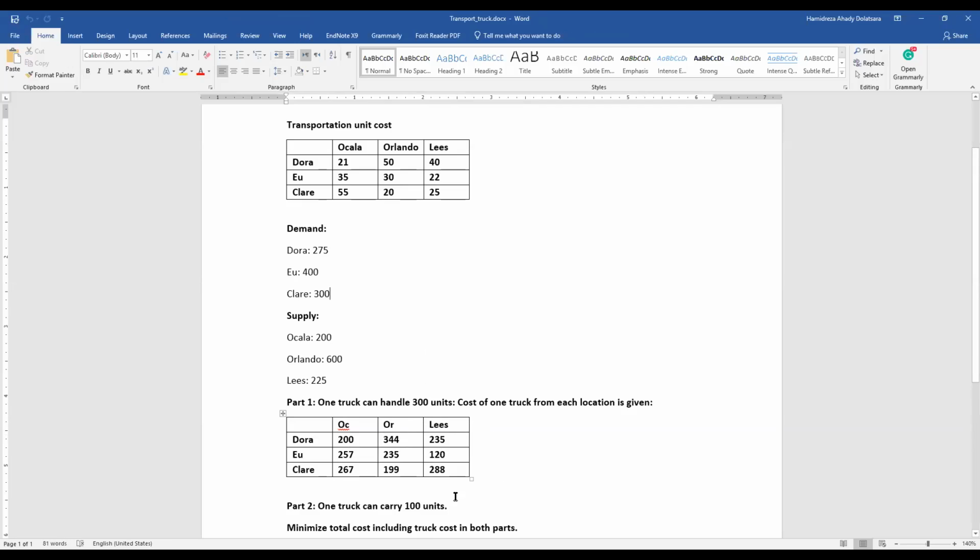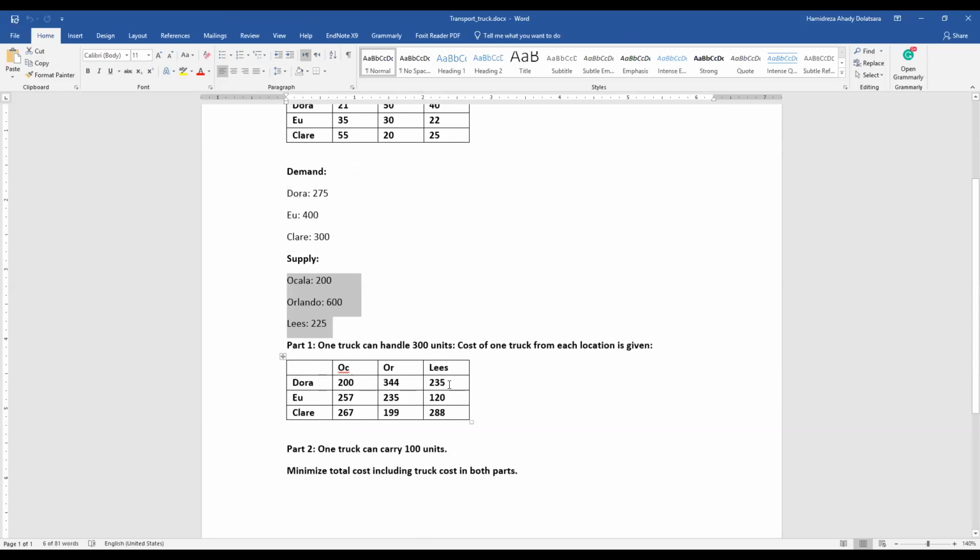and same for others. So basically now we have two costs. First is the cost of goods, and the second one is the transportation cost. We need to satisfy demand using our suppliers. And in part B, the truck capacity just dropped to 100. So again, part one and part two are pretty similar, and we just try to minimize the cost.